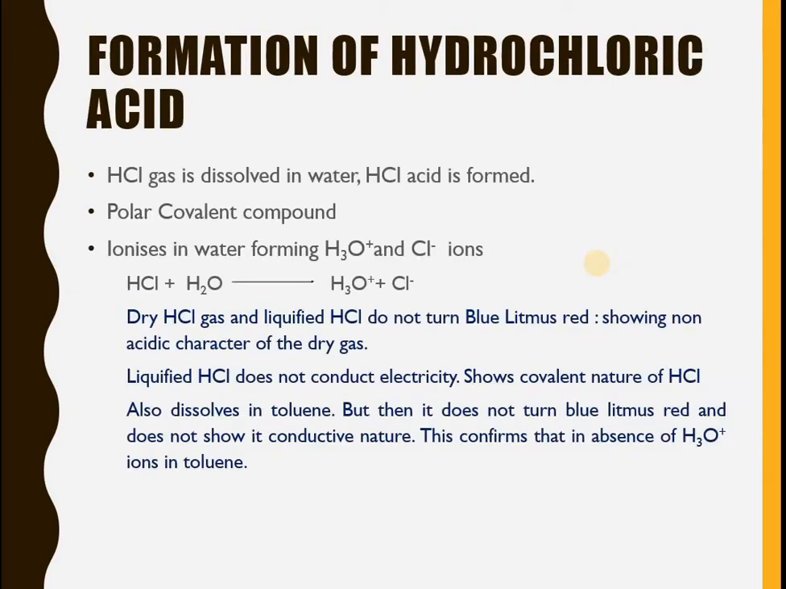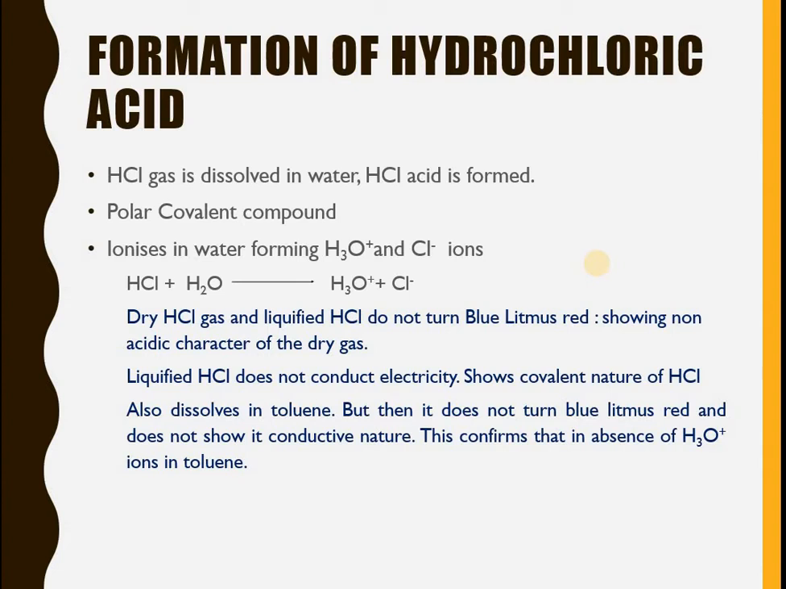Now formation of hydrochloric acid. Hydrogen chloride gas is dissolved in water. HCl acid, that is hydrochloric acid, is formed. Both are polar covalent compounds, that is hydrogen chloride gas as well as hydrochloric acid. HCl ionizes in water forming hydronium ion, that is H3O+, and chloride ion, Cl-.